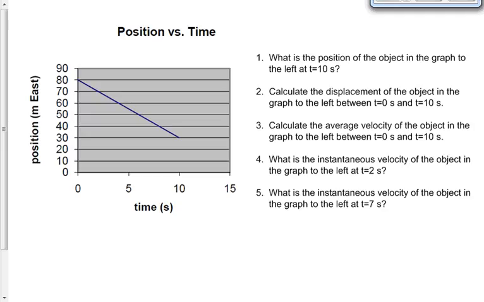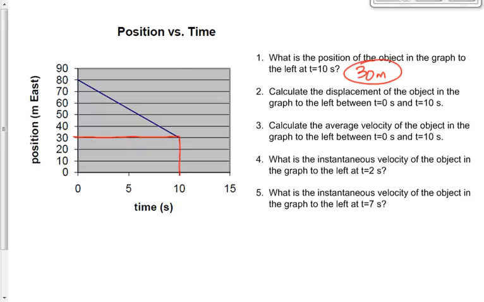What's the position of the object in the graph at time equal to 10 seconds? Okay, what do you got to do for that? Three words. Up and over. So let's go to 10. Let's go over here. Let's go 30 meters per second. Or sorry, 30 meters, I should say. Position 30 meters to the east.